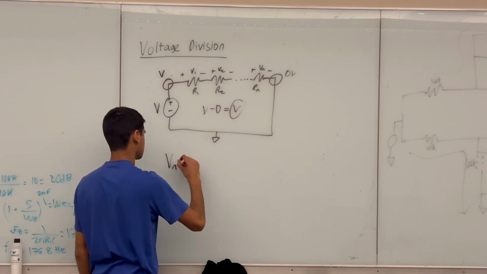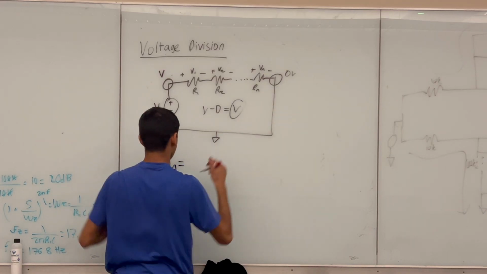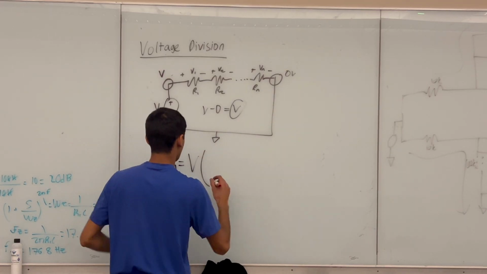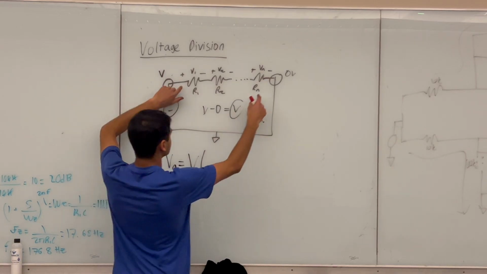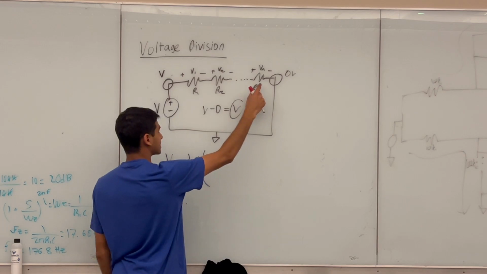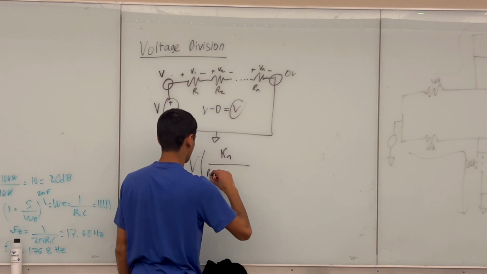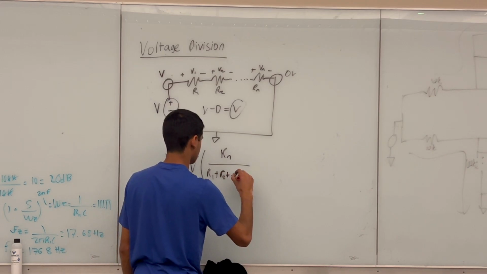So I'm just generalizing it. So what you're going to do is take the voltage applied across all the resistors, which is V, and then find the percentage of the total resistance that your resistor takes up. So in this case, my resistor takes up Rn divided by R1 plus R2 plus all the way up to Rn.